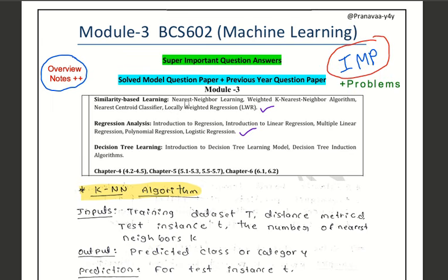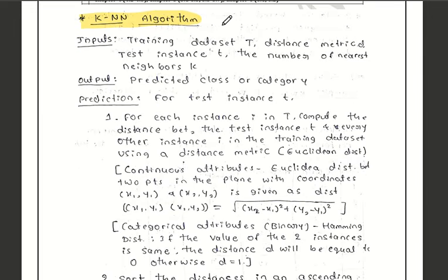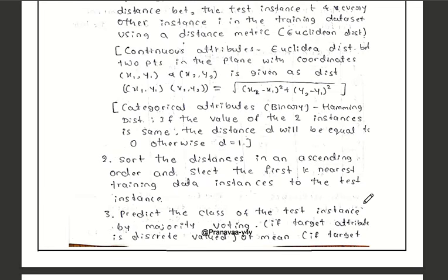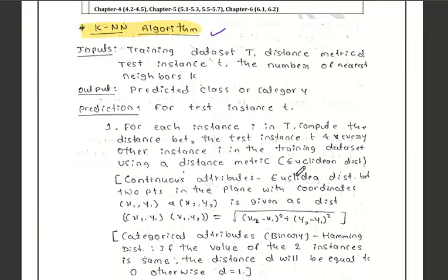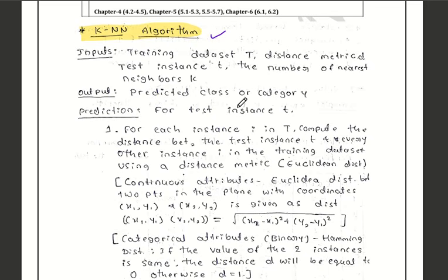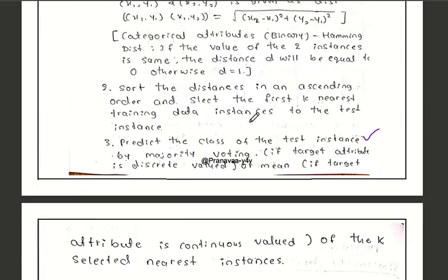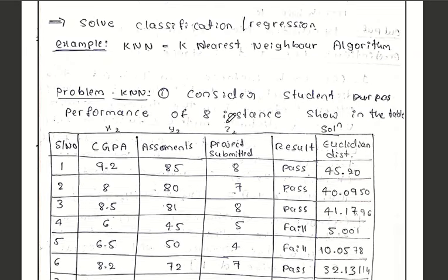So the first one is k nearest neighbor learning. Here the k nearest neighbor learning algorithm is there. No need to read this algorithm, no need to learn this algorithm by heart, guys. When you start solving the problem, then you will understand how the algorithm works. Okay, let's start with the problem itself.